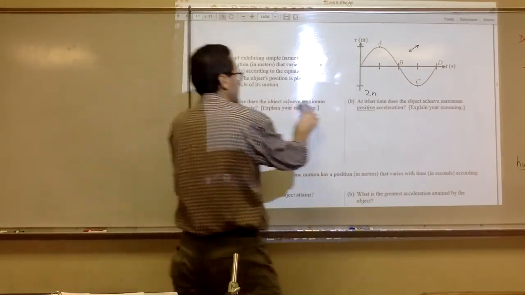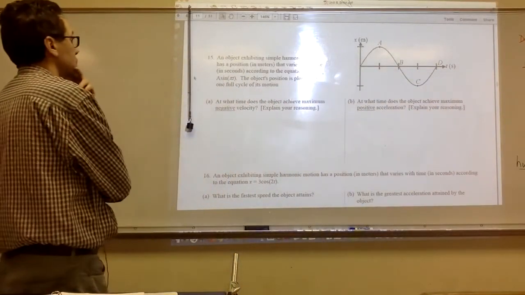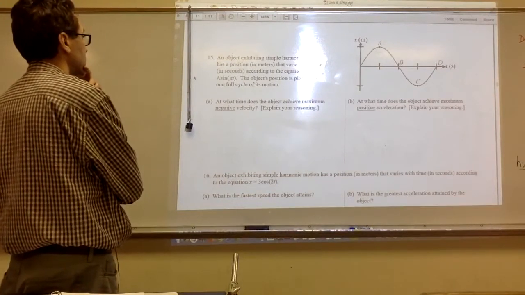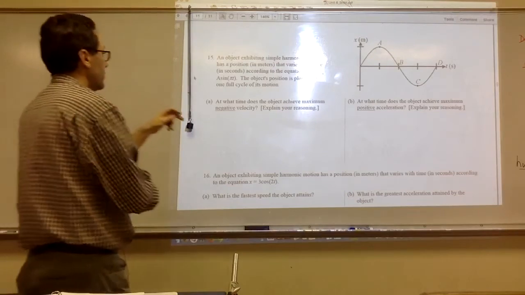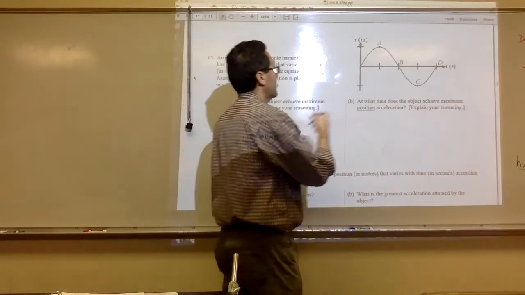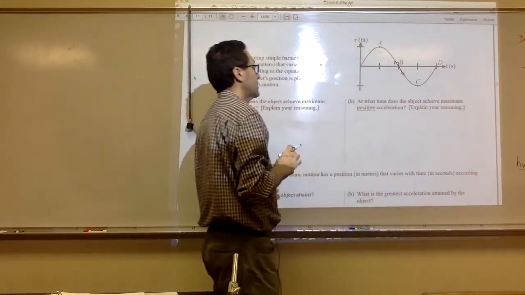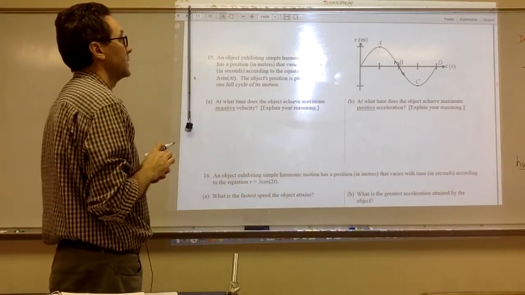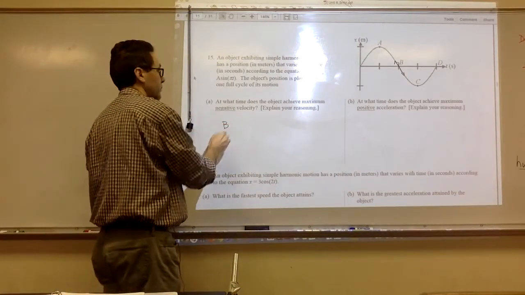We're looking at number 15. Okay, we want to have maximum negative velocity. That's going to happen here. That's the steepest part of the curve, and it's negative slope. So it's going to happen at B.